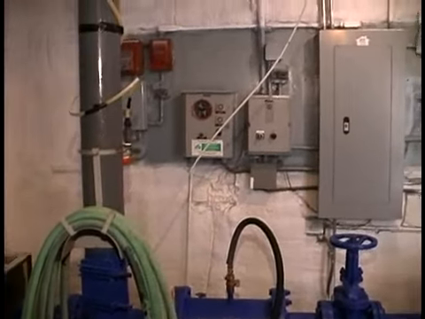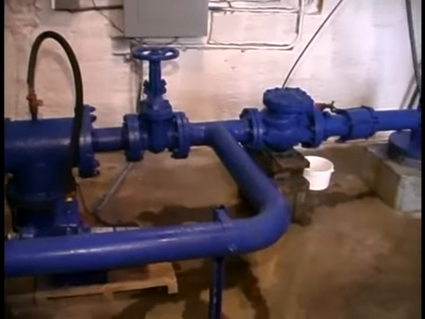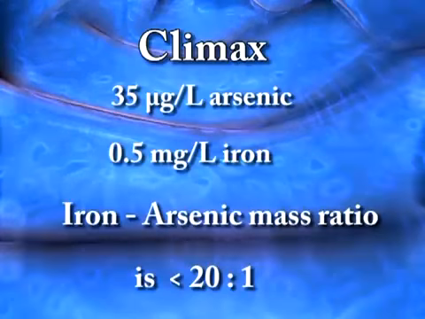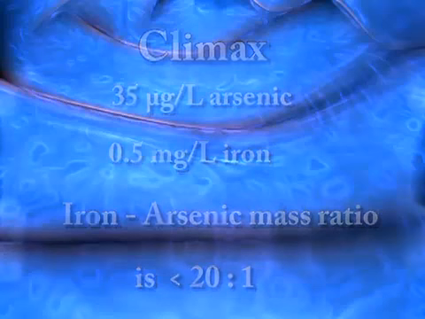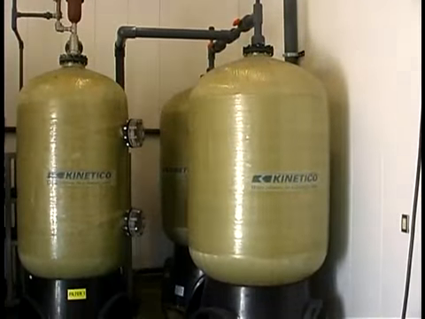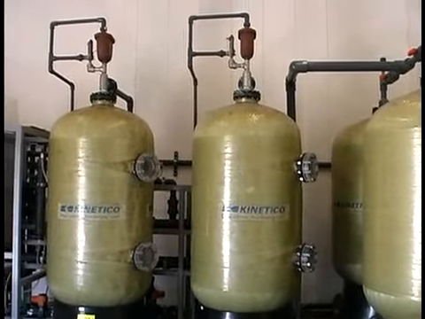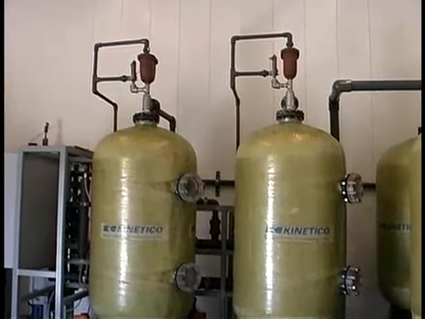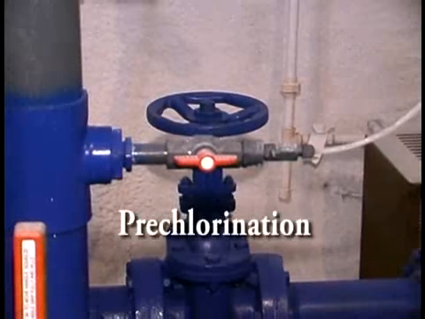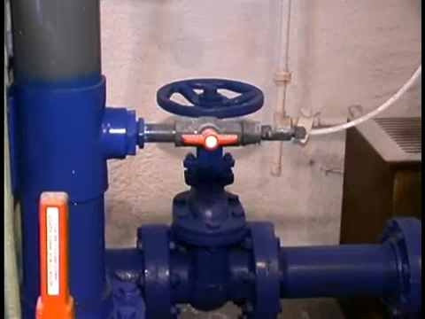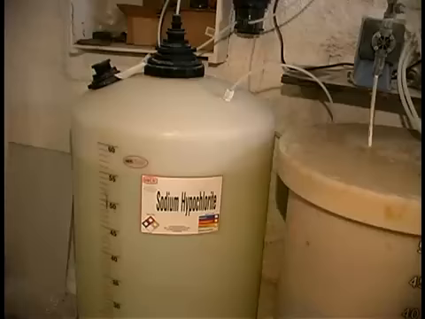The wells have about 35 micrograms per liter of arsenic, primarily arsenic-3, and 0.5 milligrams per liter iron. This represents an iron to arsenic ratio of less than 20 to 1, the ratio needed for efficient arsenic removal. The demonstration project added a skid-mounted system of 2 coagulation contact tanks and 2 pressure filtration tanks. The major components in the treatment process are pre-chlorination. The original gas chlorination system was replaced with a liquid chlorine feed system to improve the reliability and safety of the chlorination system.